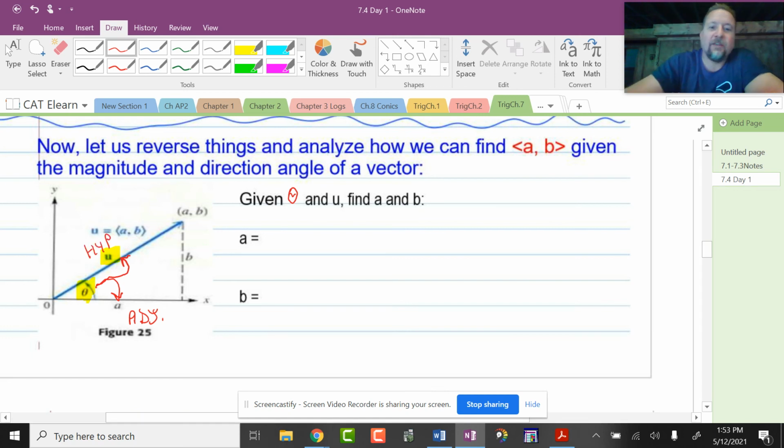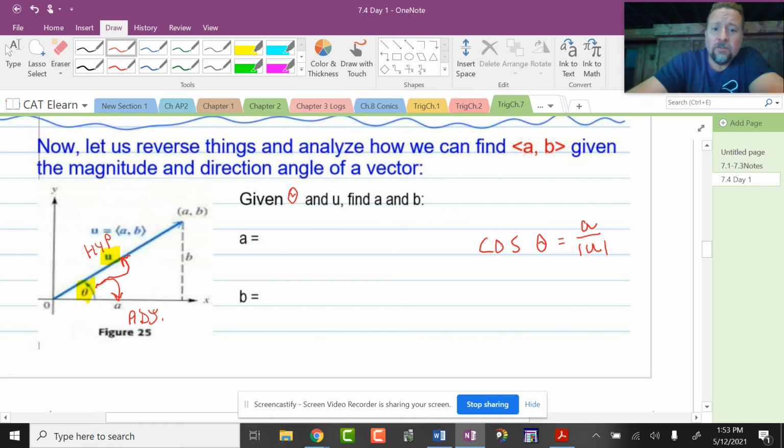What trig function deals with adjacent and hypotenuse? If you don't know that, get out. I don't know what you've been doing since January. By the way, we should put u as the two straight lines so we understand that that's the magnitude of u, just getting the formatting of what things look like.